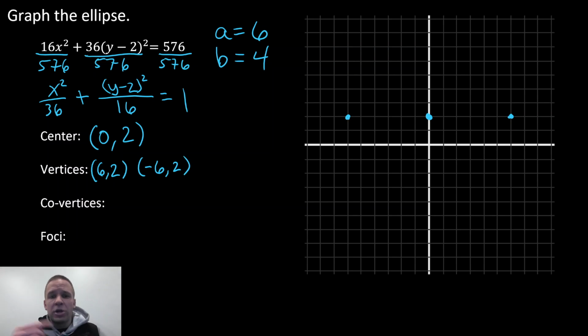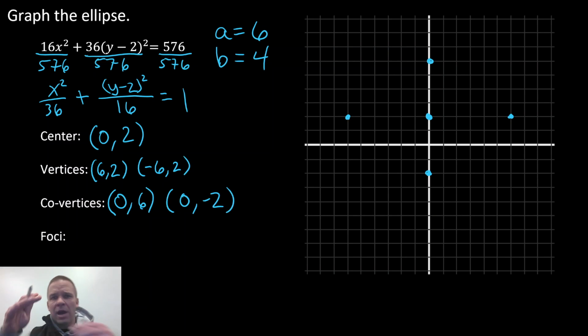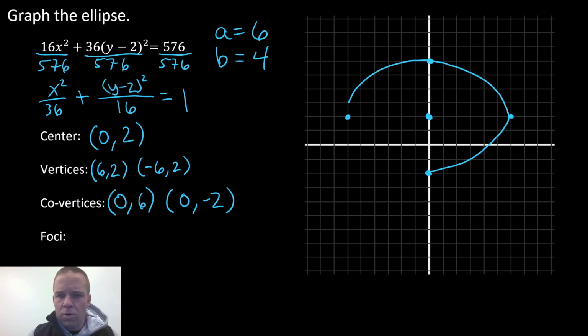All right, next up, my covertices. Well, that's going to be associated with my b value. I need to go 4 up and 4 down. So I'm going to plot those right here, and down 4 will be right here. Or I'm adding 4 to 2, and subtracting 4 from 2. So my coordinates will be 0, comma 6, and 0, comma negative 2. I did that with the adding and subtracting, and you can also clearly see it on the graph. Now we can connect some dots. Boom. Not bad, not bad.